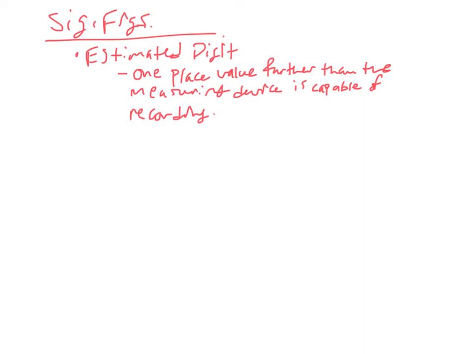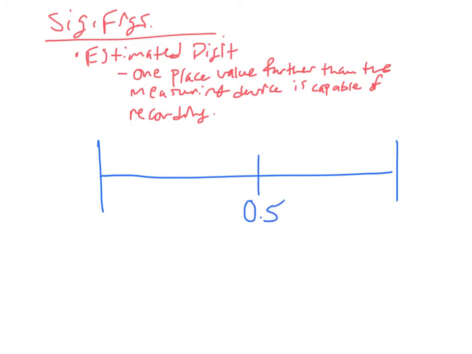Okay, so the first lesson is going to be over significant figures or significant digits. Sig Figs or Sig Digs for short. I prefer Sig Figs in my class. The first thing we need to discuss is an estimated digit. An estimated digit is one place value further than your measuring device is capable of recording. So that would be something like a meter stick or triple beam balance, graduated cylinder, those type of things.